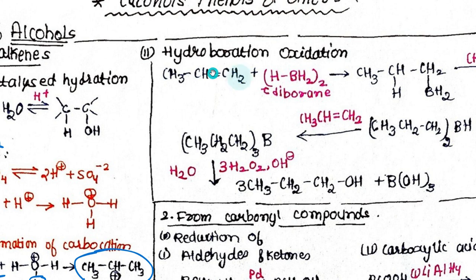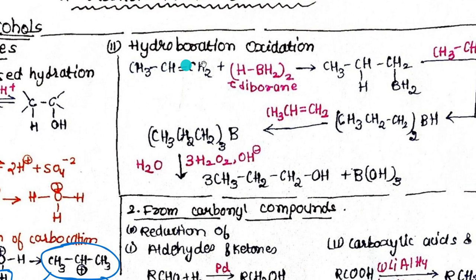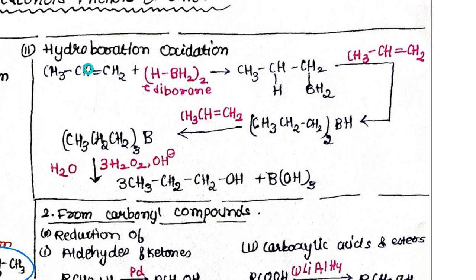Now the second very, very important method, of course this is also from alkenes, is hydroboration oxidation, HBO, right? Here I'm taking a simple straight example, that is CH3CH=CH2. So this is an alkene, propene, plus (HBH2)2. This is called diborane. (HBH2)2, or simply (BH3)2 also you can write. Three hydrogens are there, so inside the bracket three hydrogens, and outside it is twice. We should remember that. And when I react this alkene with this diborane, what will I get?